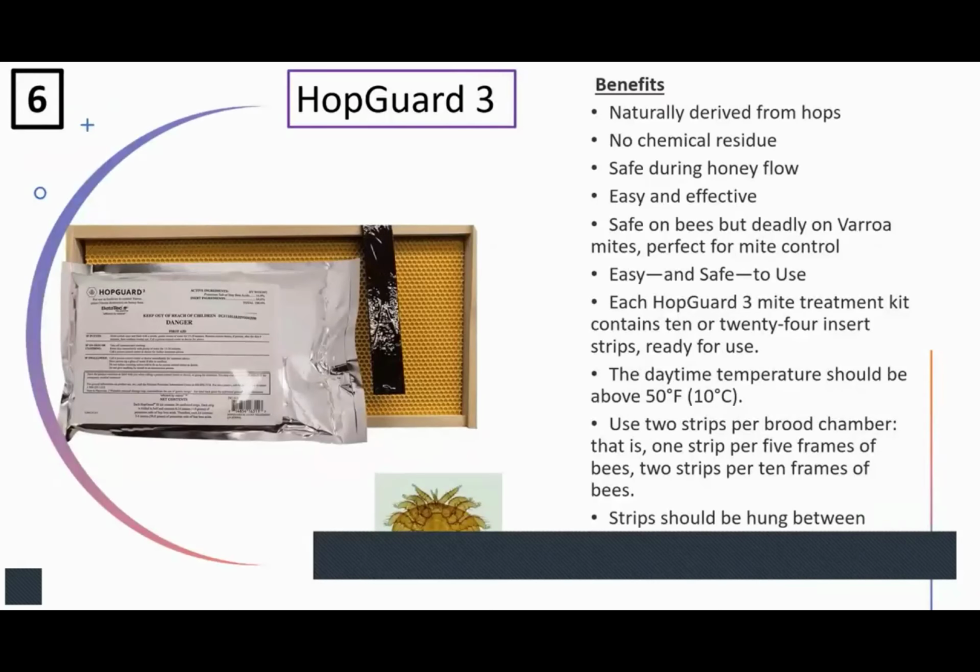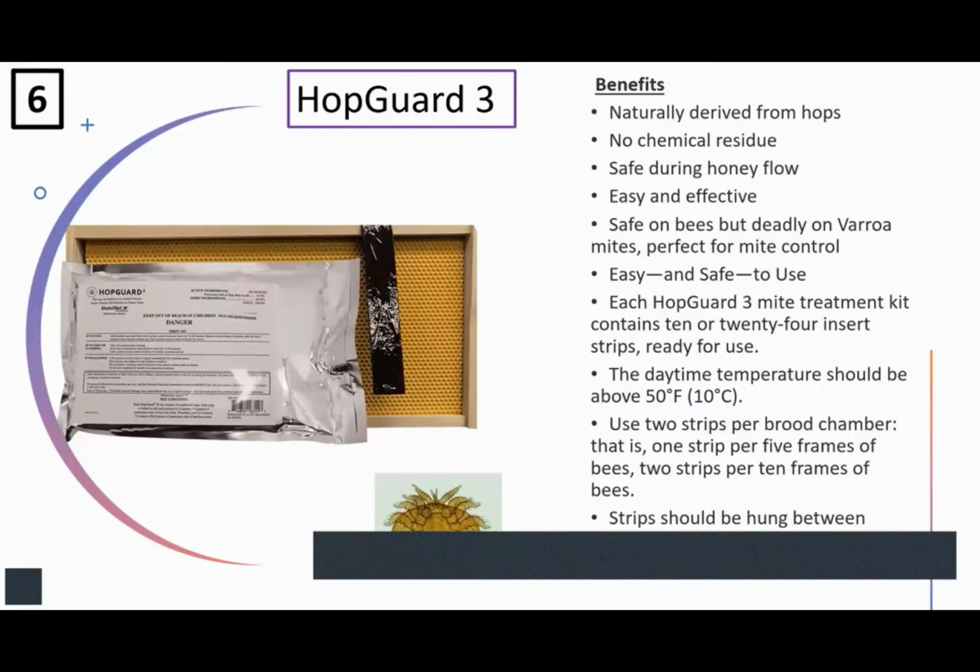So last one, Hop Guard. It's natural. It's made with hops, and it's no chemical residue. Safe during honey flow, easy and effective, and safe on bees, but deadly on Varroa mites. Perfect for mite control, easy and safe to use. Each Hop Guard 3, this is the new one.